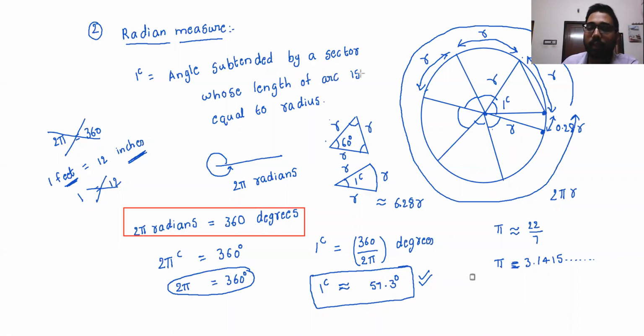Now, there is one more system called the centesimal system. That is called the French system. I'll just mention it, but we will never use it. Nowhere will you come across it. So we'll just see what it is and move on to the definition of sine, cos, and reduction formula.